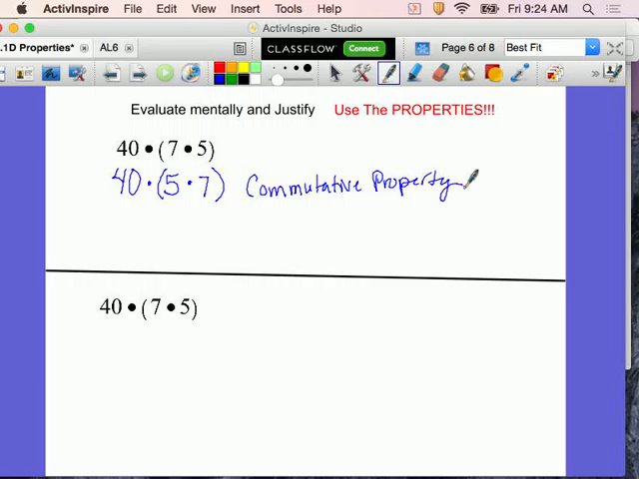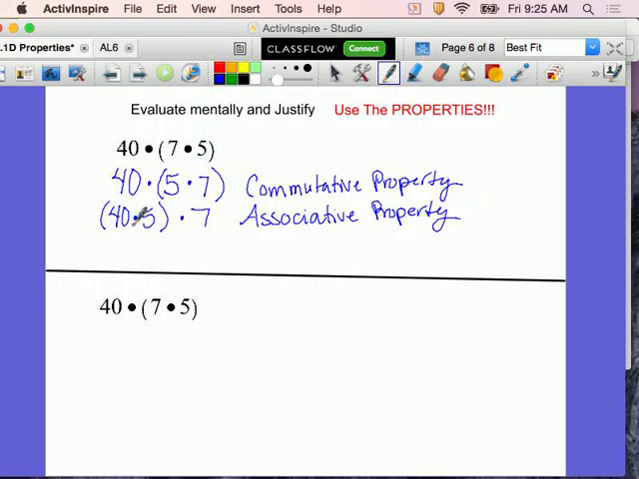Now, I got my 40 next to my 5, but I still have 5 and 7 in a group, which means I have to do that first. So I do want to change the group because I want to do 40 times 5 first because that is easier for my brain. So I'm going to change what's being grouped using the associative property. And now I'm ready to just solve it using my order of operations.